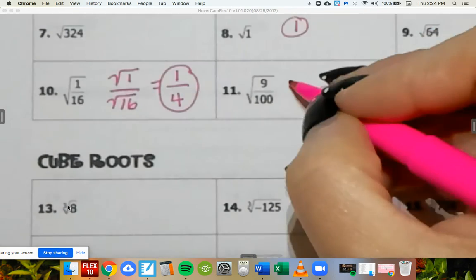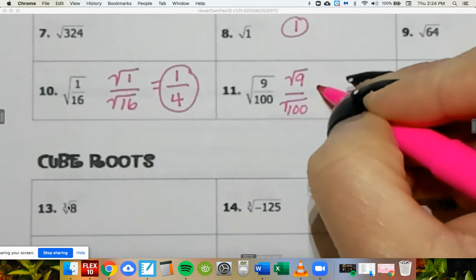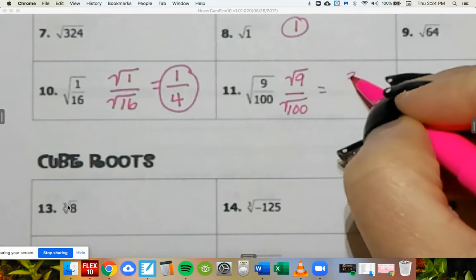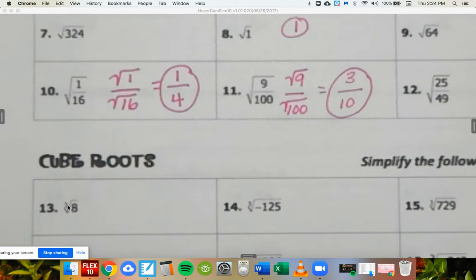Right? So now you could probably do it here pretty easily. The square root of 9 over the square root of 100. 3/10. That's not too bad, right?